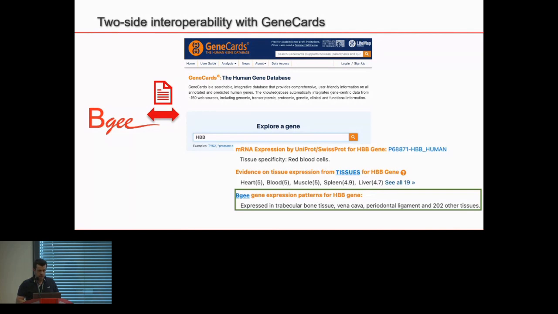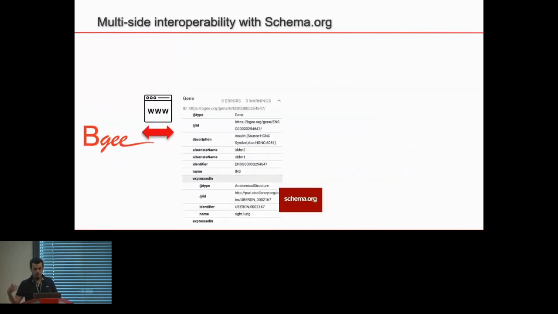To exemplify multi-sided, I think I already heard in past talks, also from yesterday, that they use schema.org as a data standard interoperability solution. For the BGee use case, not only the metadata about the datasets are available, but also the data themselves. We also have the gene expression calls described using schema.org.